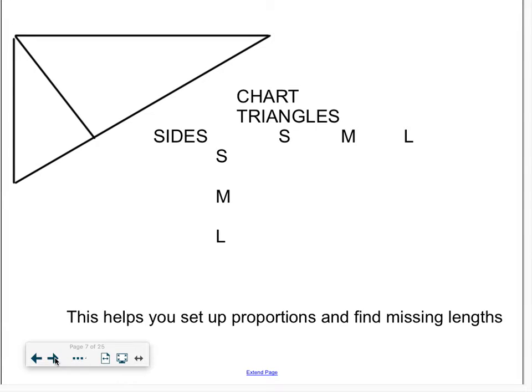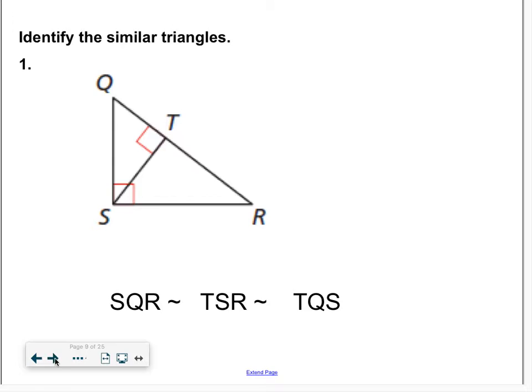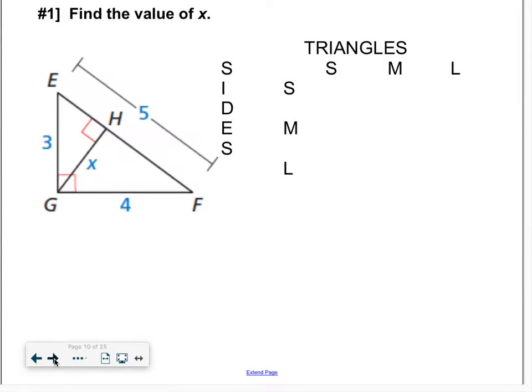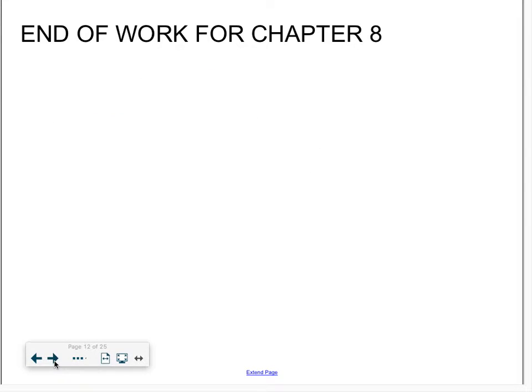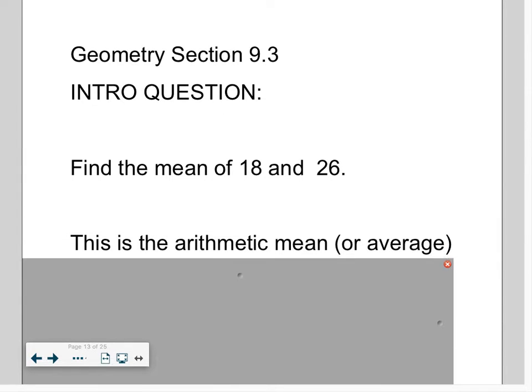And if you remember, we could use proportions to find missing lengths, and we kind of went through this idea of using the chart, which at the time was helpful, but today we're going to explore a couple other options. We are going to be using something called the geometric mean. So this is the new part, and my first question for us is, can we find the mean of 18 and 26? Hopefully you're familiar with finding a mean.